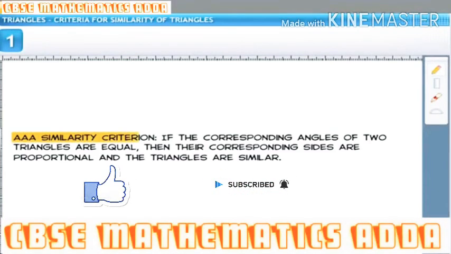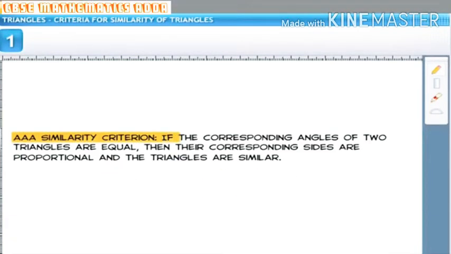Angle similarity criterion. If the corresponding angles of two triangles are equal, then their corresponding sides are proportional and hence the triangles are similar.